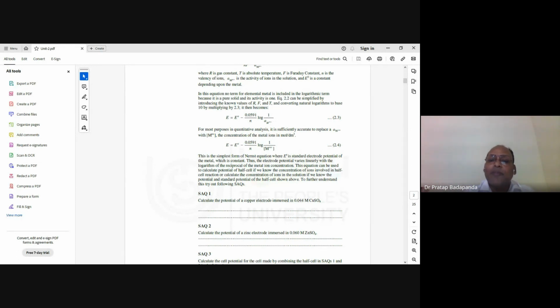Okay, now we'll go. We got the value of N is equal to 2. Now the concentration value, the molarity given, is 0.44 M, whatever the amount. So E cell is equal to, what is the formula? E cell is equal to E naught cell minus, just a second.